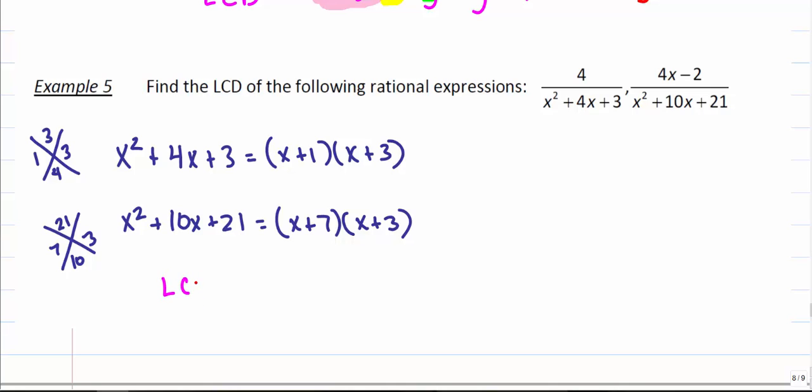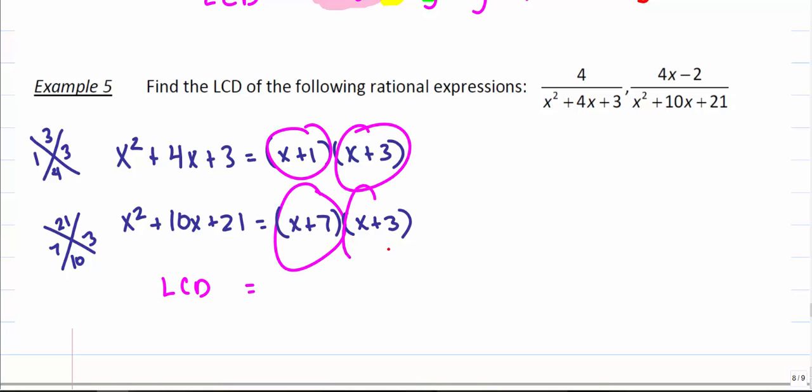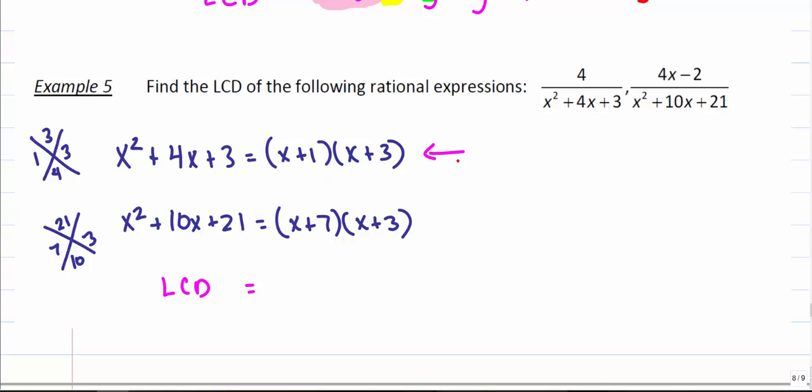So my least common denominator is the product of each factor, but only the most number of times I see it in any one line. So x plus 1 is a factor. The most I see it in any one of those is 1 time. x plus 7 is a factor. The most I see it is once. x plus 3 is a factor, but I only see it once in this factorization and once in this factorization, so I'm only going to write it down once because that's the most I see it in any one of those factorizations. And I'm done.